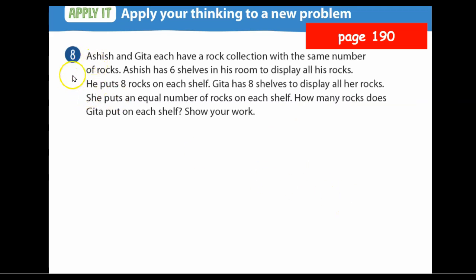Okay, look at number 8. It says Ashish and Jita each have a rock collection with the same number of rocks. Okay, Ashish has 6 shelves in his room to display all his rocks. He puts 8 rocks in each shelf. Okay, so how many rows am I going to need? 6. Number of shelves. 4, 5, 6. And how many rocks on each shelf? 8.